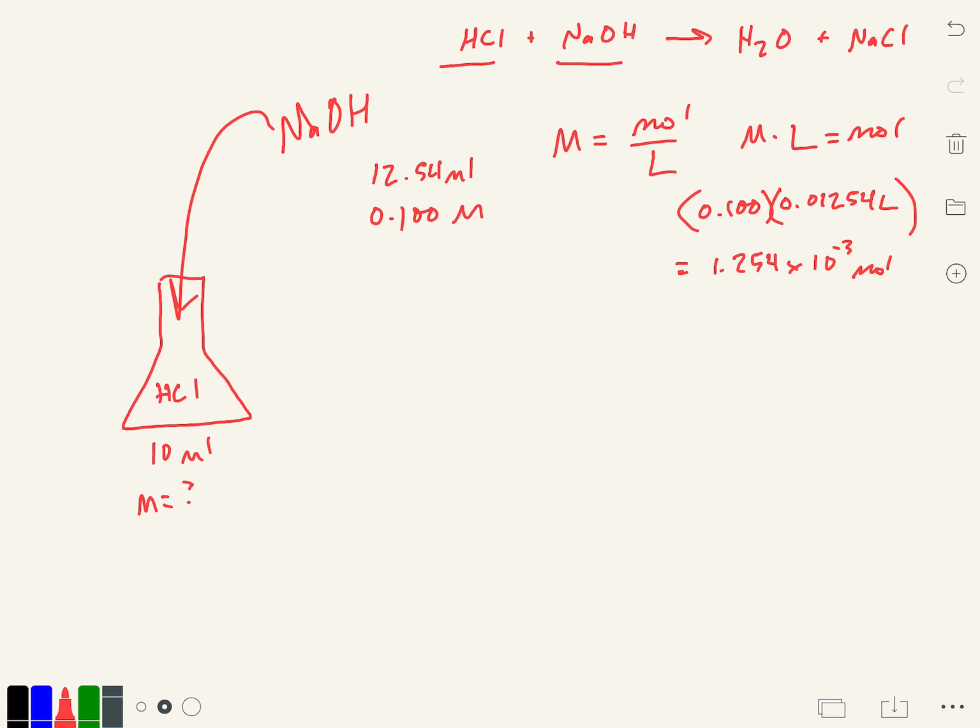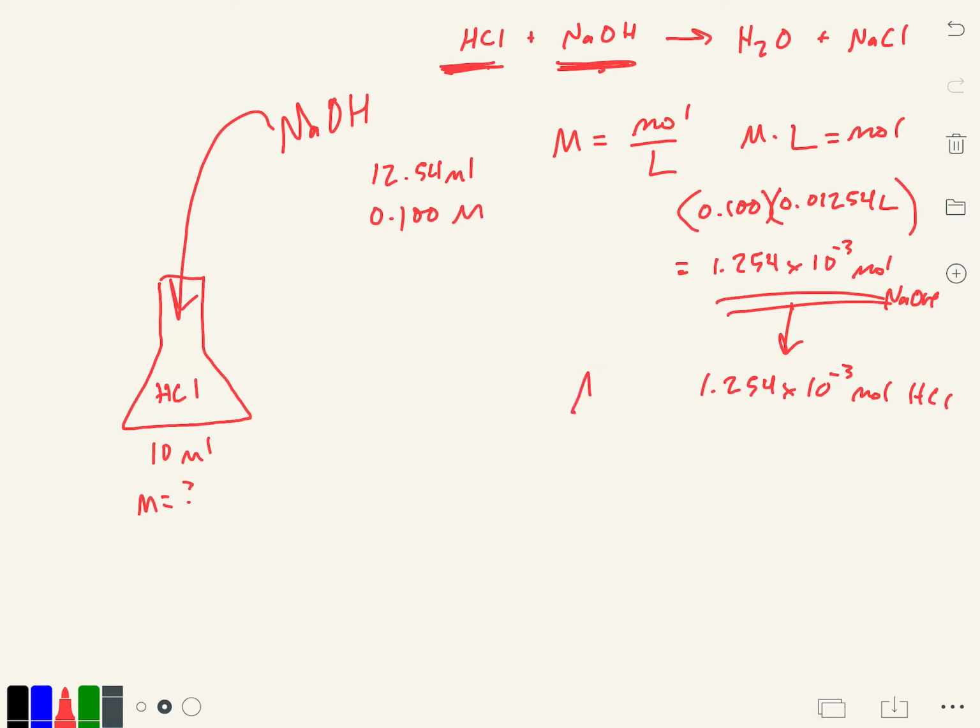Now, according to my equation, that's all the amount of HCl that was in there. Because remember, my equation tells me how many moles of one thing cancels out moles of the other thing, and here they're both 1 to 1. So if I know how many moles of NaOH I have, well then, according to this equation, I also know that I have 1.254 times 10 to the minus 3 moles of HCl. Now, the question is, what's my molarity of HCl? Well, that depends on volume.